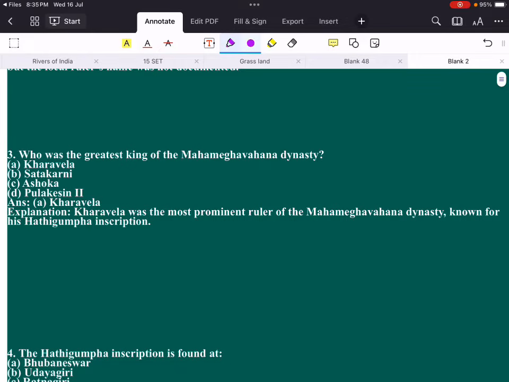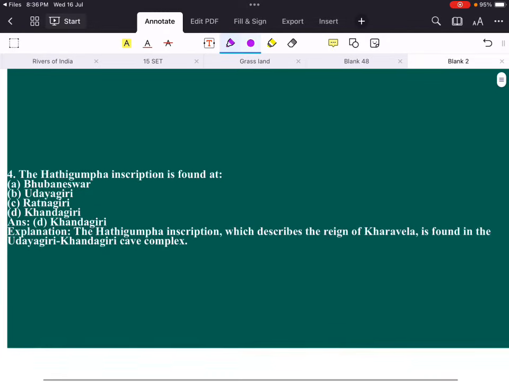Question number 3. Who was the greatest king of Mahameghavana dynasty? That is option A, Kharvela. Kharvela was the most prominent ruler of Mahameghavana dynasty, known for his Hathigumpha inscription.